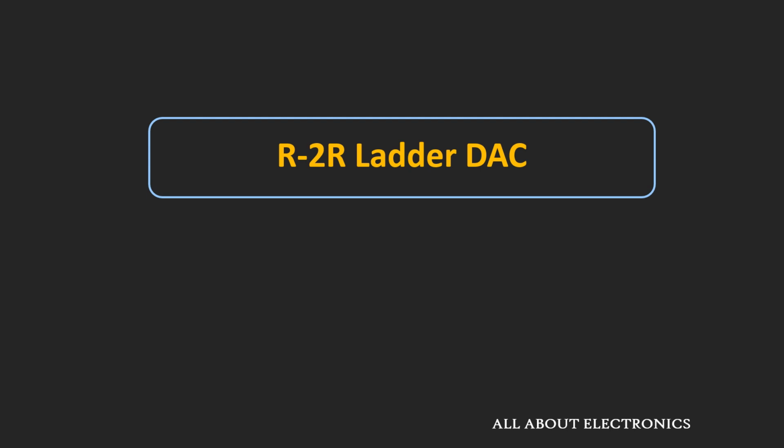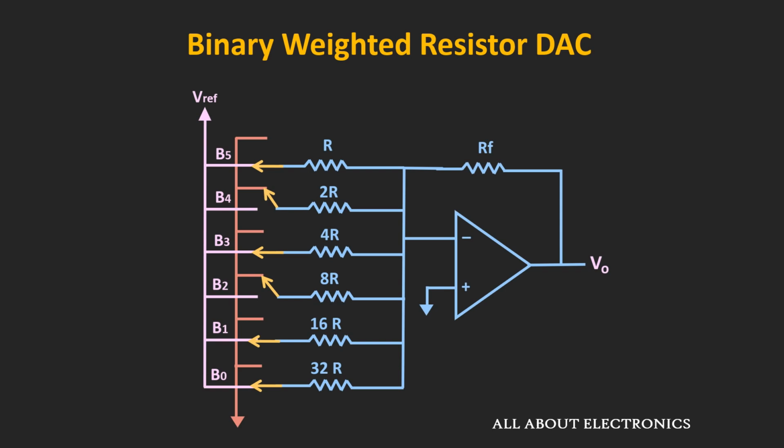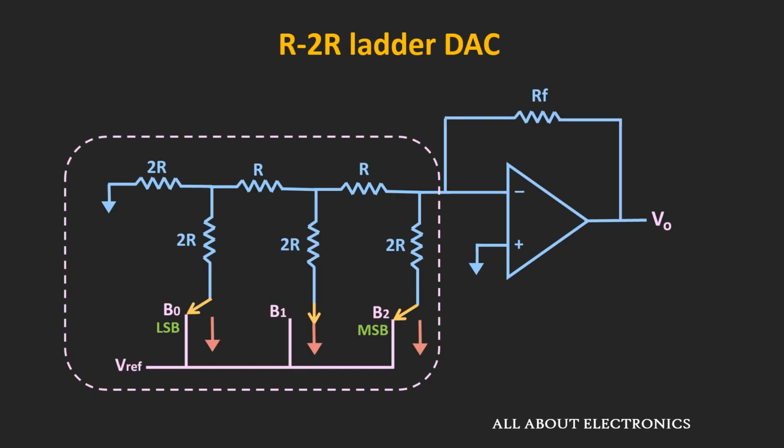In this video, we will learn about the R2R Ladder type of DAC. Now, if you have followed the previous video, we have discussed the binary weighted resistor type of DAC, and we have seen that as the number of bits increases, the range of resistors required for the DAC will also increase, and it is difficult to produce all these different values of resistor with good accuracy. And we have seen that if these resistors are not accurate, then it can produce a significant error in the output. This problem can be solved to quite an extent by using the second type of DAC, which is known as the R2R Ladder type of DAC.